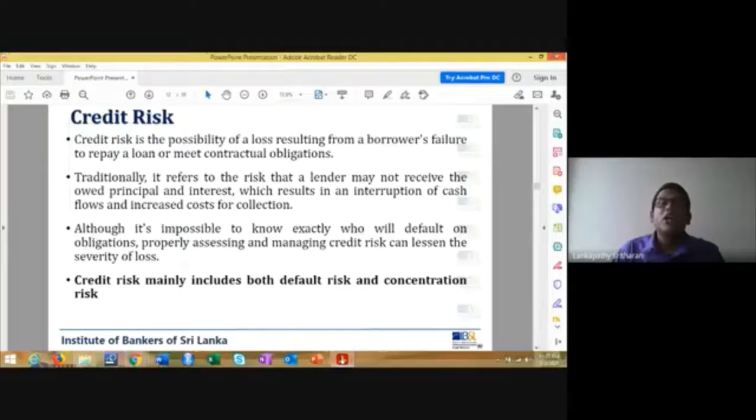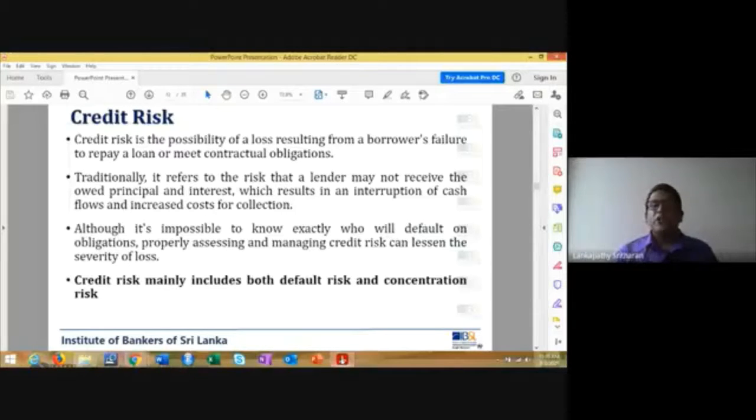And credit risk is the possibility of loss resulting from the borrower's failure to repay a loan or meet contractual obligations. That is, of course, something everybody knows. For example, a bank or finance company grants a loan to a particular company, and the borrower fails to repay that loan, then there's credit risk. That credit risk may create NPLs, non-performing loans, for the bank and finance company. Traditionally, it refers to the risk that the lender may not receive the owed principal and interest, which results in an interruption of cash flow and increased cost for collections.